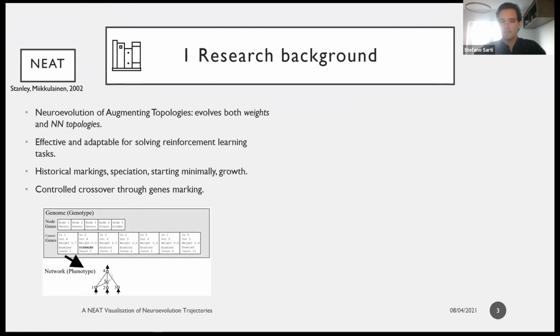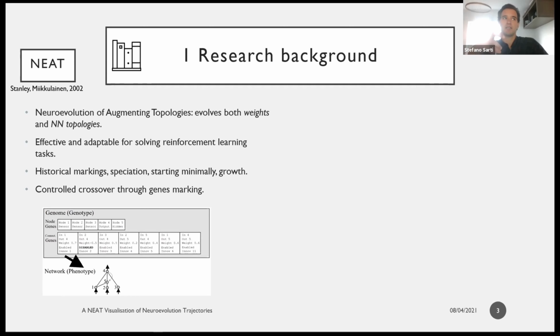It's an evolutionary algorithm that evolves a population of neural networks, and it evolves both the weights and the configuration, so the topologies of the networks. It was introduced in 2002 and has been effective and adaptable for solving reinforcement learning tasks. It has been used in music composition, in biochemistry, as a trading signal for financial markets, and also in geosciences. The algorithm does this by using historical marking.